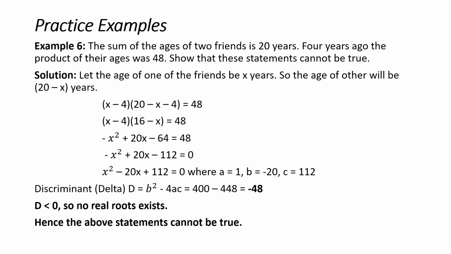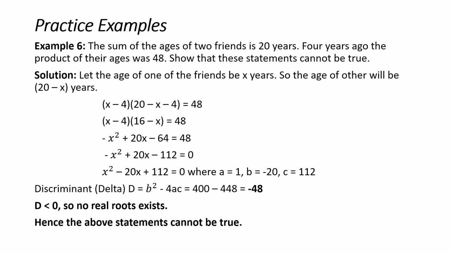Example 6. The sum of the ages of two friends is 20 years. 4 years ago, the product of their ages was 48. Show that these statements cannot be true. So first let us evaluate the sum. Let the age of one of the friends be x years, and the sum is 20, so the age of the other will be 20 minus x years. Their product was 48 four years ago. So 4 years ago the age of one of the friends would be x minus 4, and that of the other friend will be 20 minus x minus 4, and the product of both of them is 48.